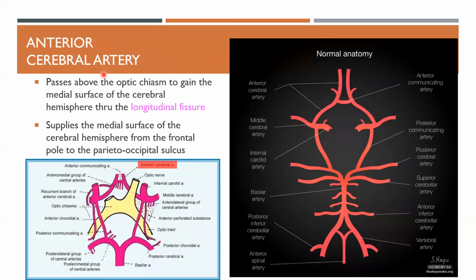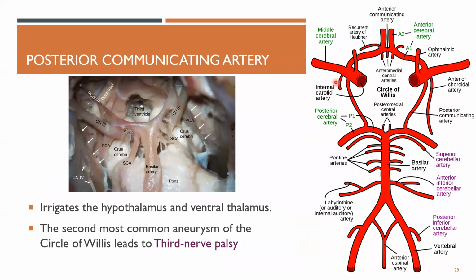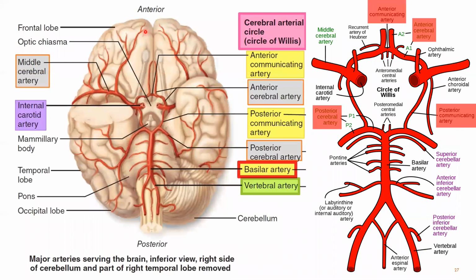Your anterior cerebral artery passes above the optic chiasm, which is this one, to gain the medial surface of the cerebral hemisphere through the longitudinal fissure. Your anterior cerebral artery, this one, supplies the medial surface of the cerebral hemisphere from the frontal pole to the parietal occipital sulcus. Okay, so you have here your anterior cerebral artery. Medial surface of the brain, cerebrum. Okay, medial surface, not lateral, medial.